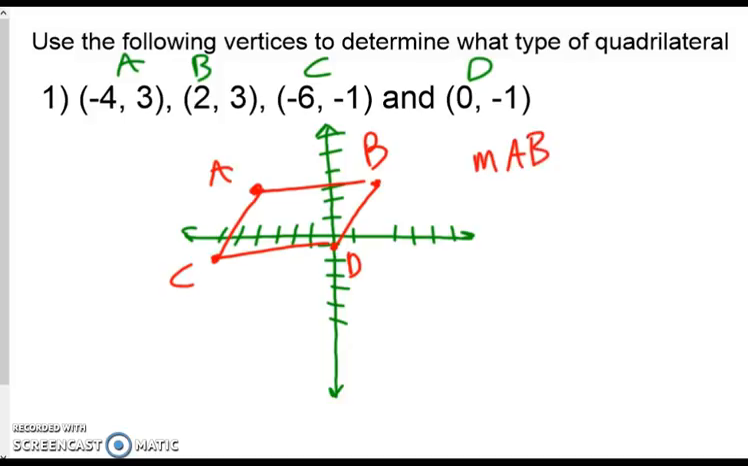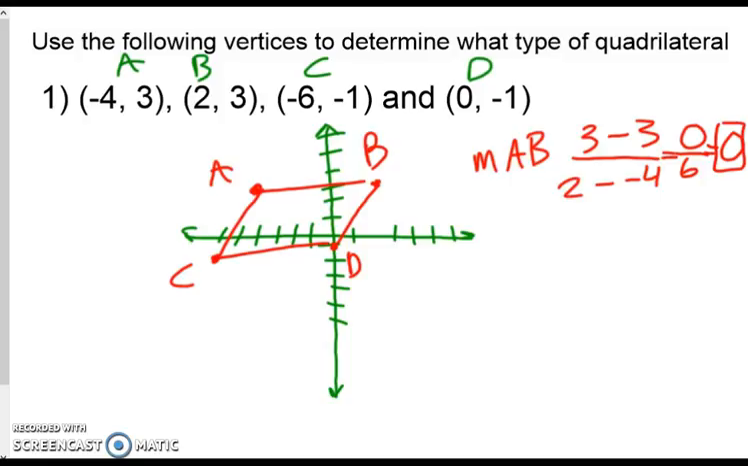Okay, so let's do the slope of AB. I'll go through this one with you. So it'll be y2 minus y1 over x2 minus x1, which will be 0 over 6, which is 0. So we figure out that the slope of that side is 0. Find the slope of the other three sides. Pause the video and then unpause it, please.